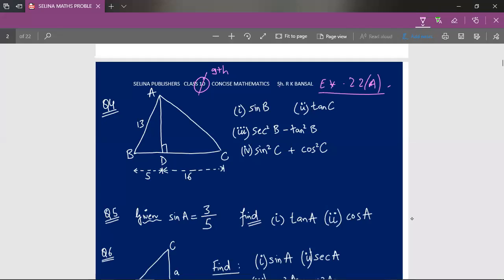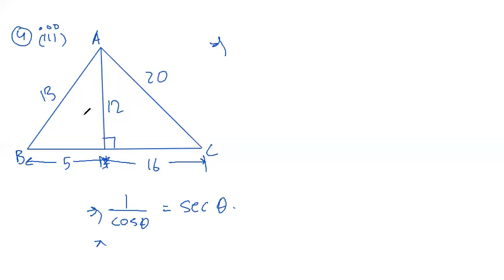So here we'll first find our secant square B. First we'll find our cos B. Cos B is with respect to angle B, and B should be to the ground. So with respect to angle B, tell us cos B. Cos B basically means base upon hypotenuse. So our value will be 5 upon 13. This will be cos B.